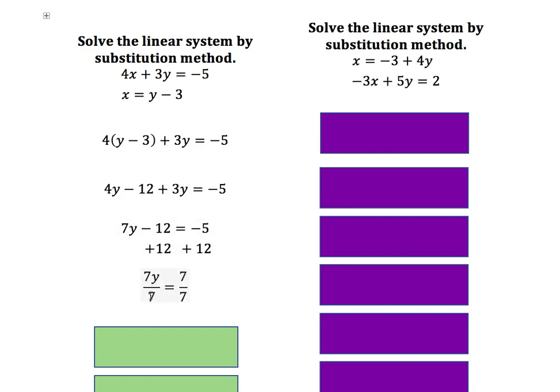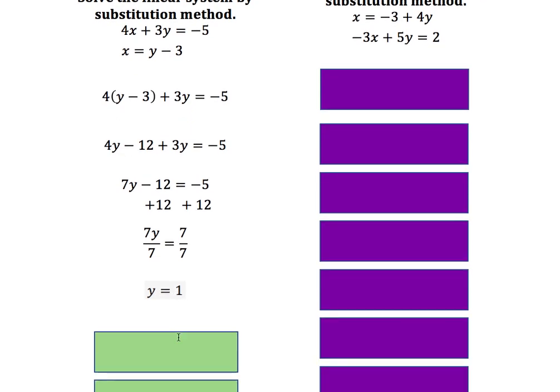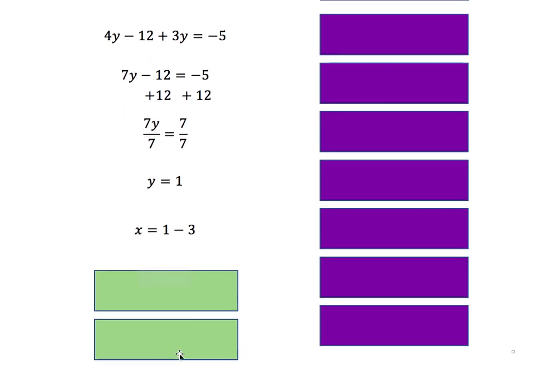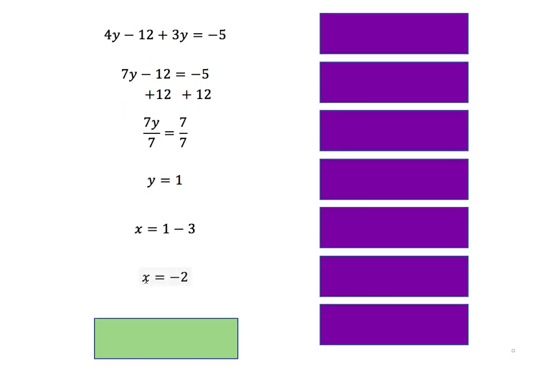I'm going to divide both sides by 7, which tells me that y is equal to 1. Now that I know that y is equal to 1, I'm going to plug in a 1 for this y up here so I can solve for x. And when I do that, I can simplify that, and I get x is equal to negative 2. So the solution to this system of equations is negative 2 for x and 1 for my y value.